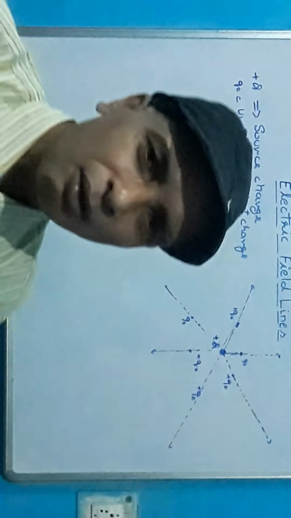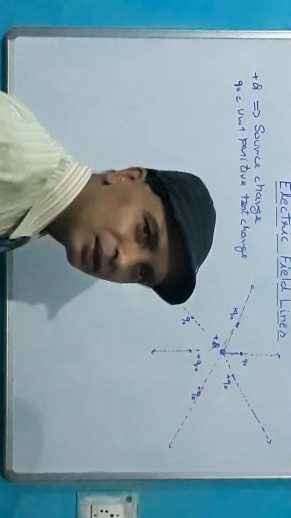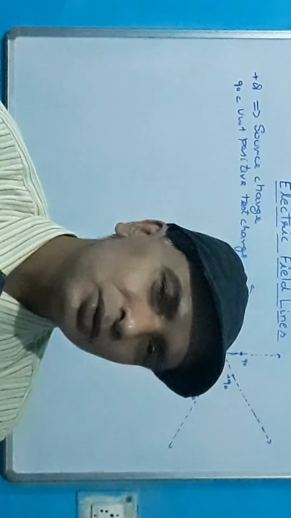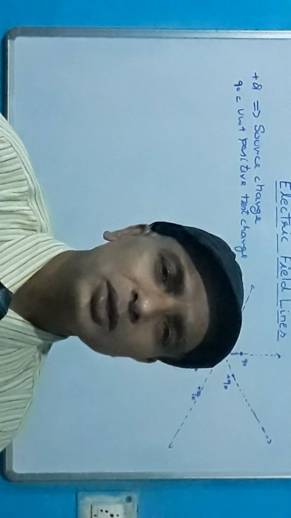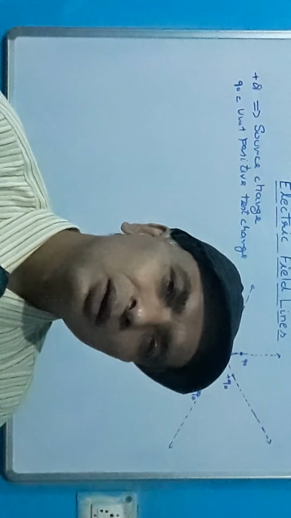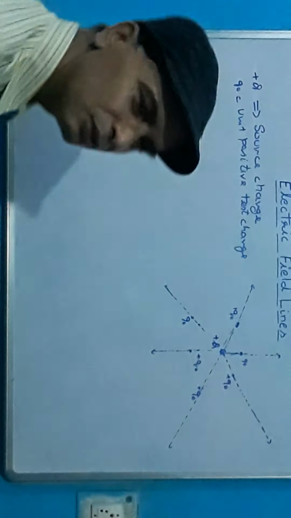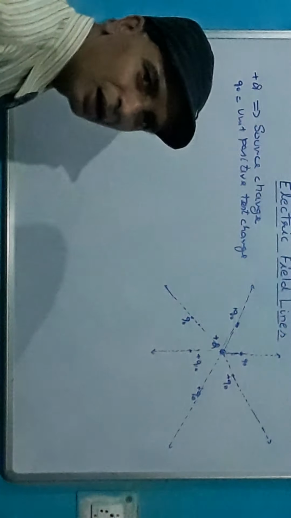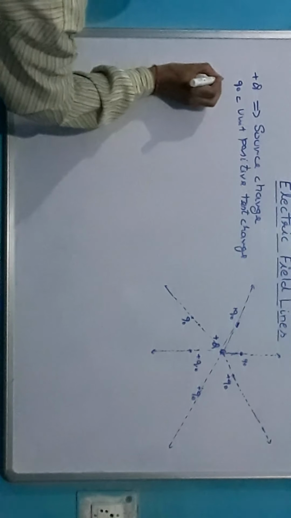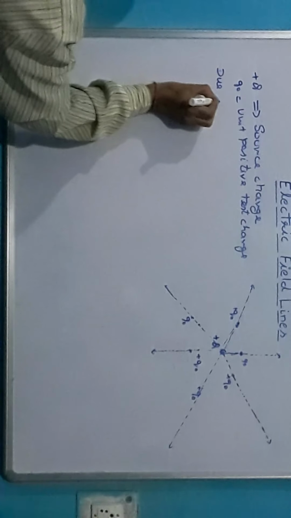Now what I have observed is that if I have a source point charge, then electric field lines are radial and outward. A very important question that can be asked in the examination: kindly draw the electric field lines due to an isolated positive charge. Due to an isolated positive charge, electric field lines are radial and outward.